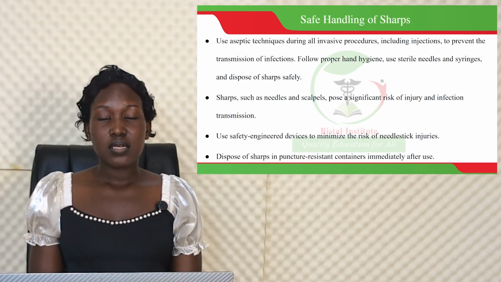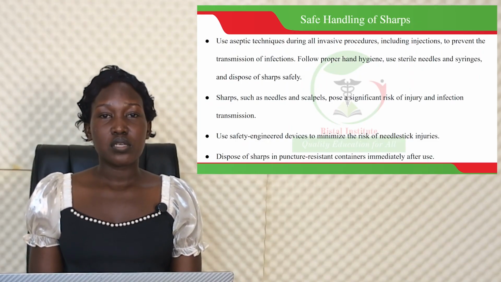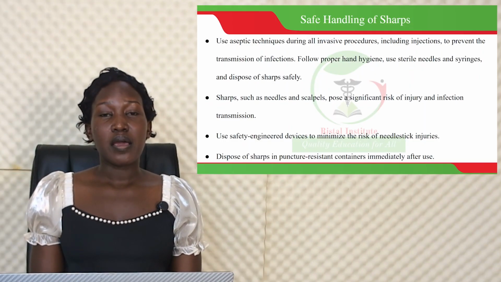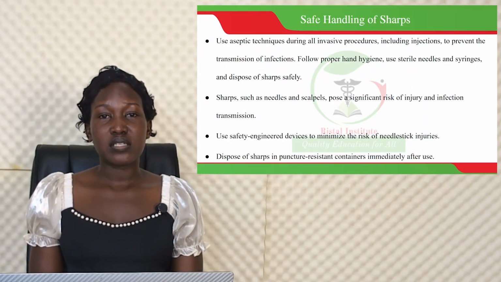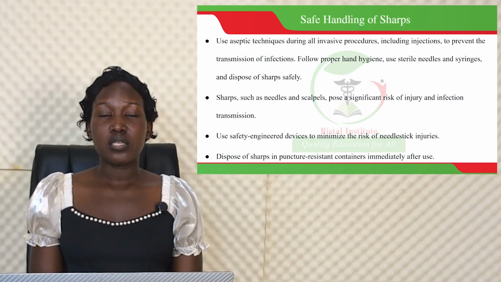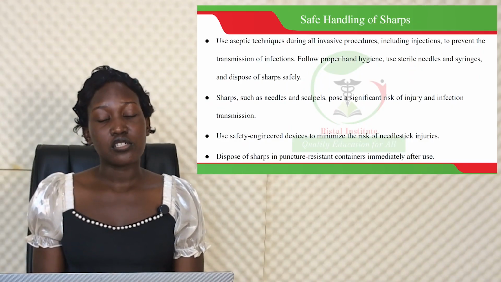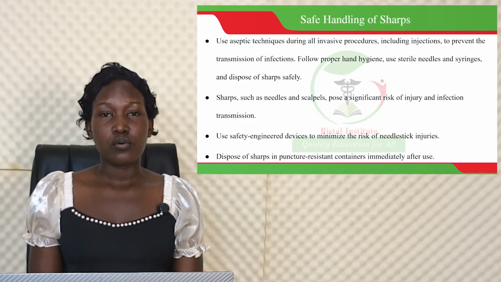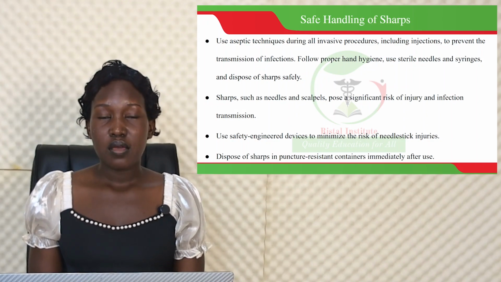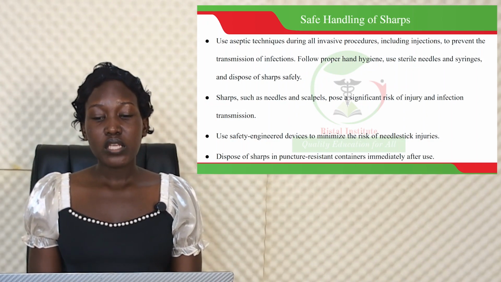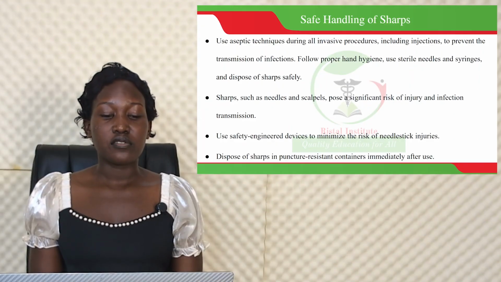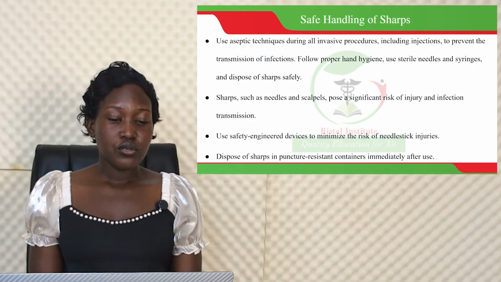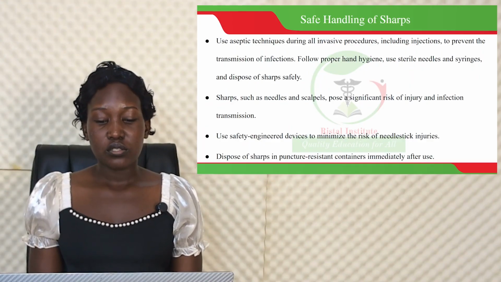One thing that can help you to handle sharps without injuring yourself is avoiding recapping. If you must recap, you can put the cap on the table. After you've finished your injection, you recap while it is on the table, not holding it in your hands. By doing that, you reduce the risk of getting injured by the same needles. Then use safety engineered devices to minimize the risk of needle stick injuries.